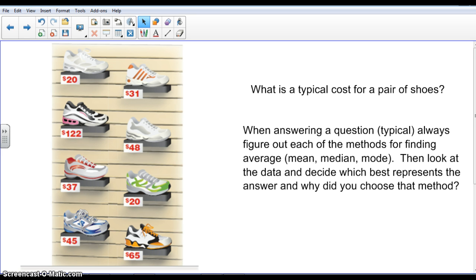So you're going to do the on your own: find the mean, median, and mode of the data, choose the measure that best represents the data, and explain your reasoning. It's numbers 4 and 5. Once you do them, come back for the answer.